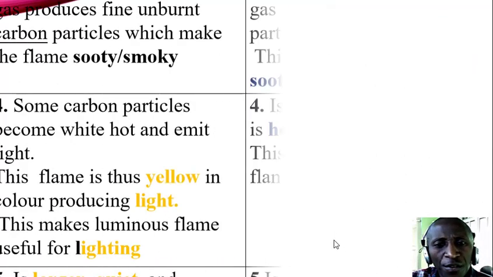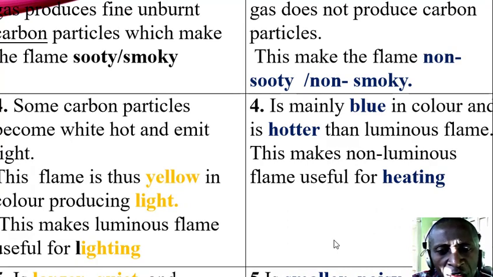Number three, we have the kind of flame produced by each of these two flames. Where we have the luminous flame, the flame is usually sooty or smoky. This is because it contains some fine unburnt carbon particles which make the flame sooty. Whereas the non-luminous flame is usually non-sooty, non-smoky. This is because it is produced when the laboratory gas undergoes complete combustion. Hence, the non-luminous flame does not have any unburnt carbon particles.